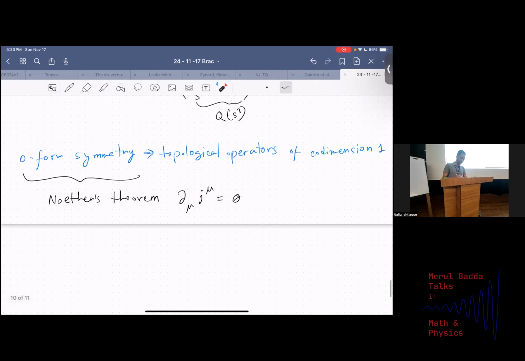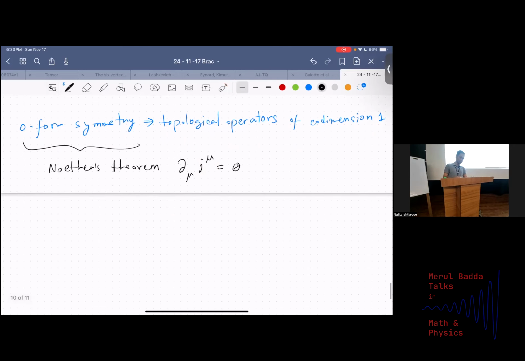Now, when you have such a conserved vector field, you can define a one-form as follows. So this is a one-form.